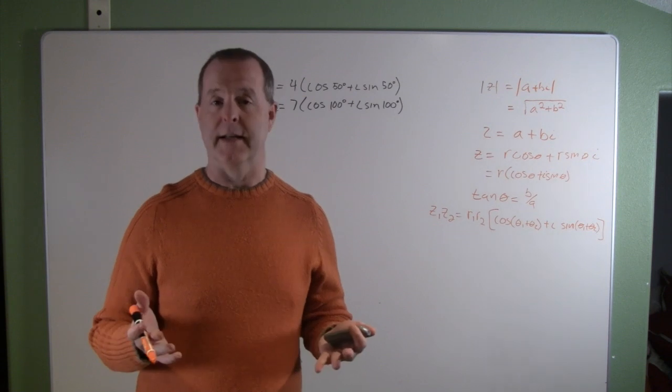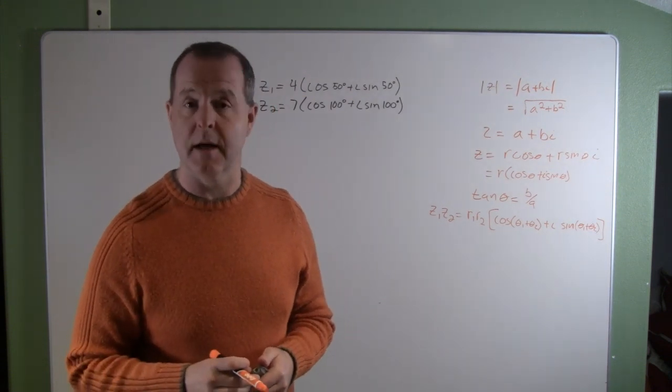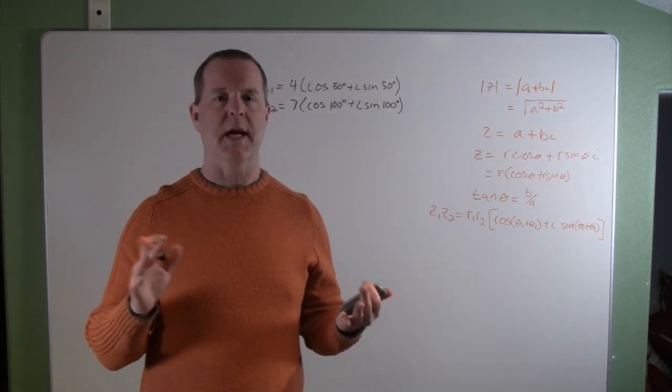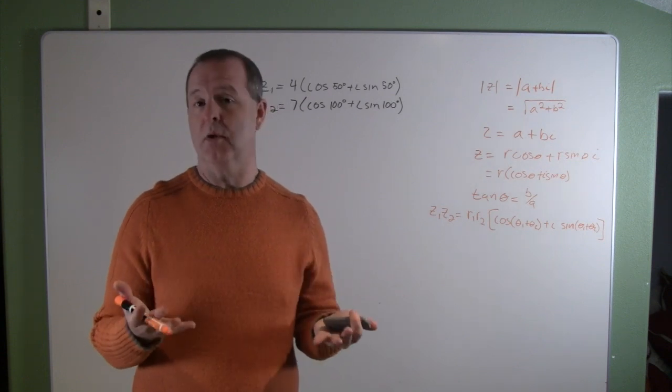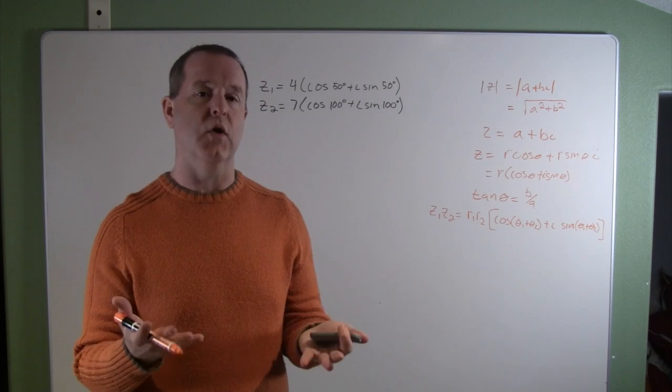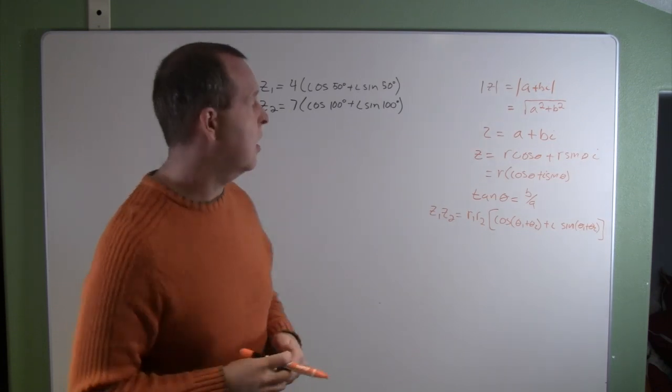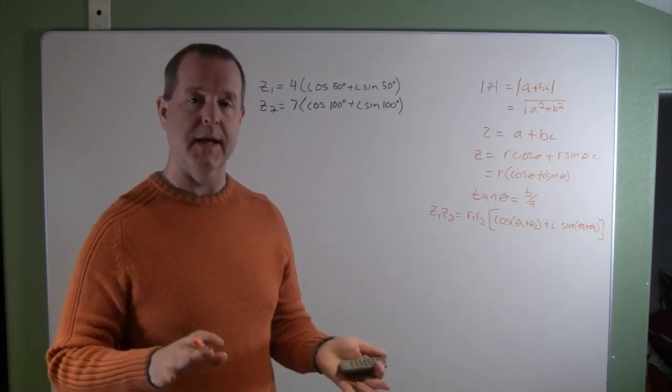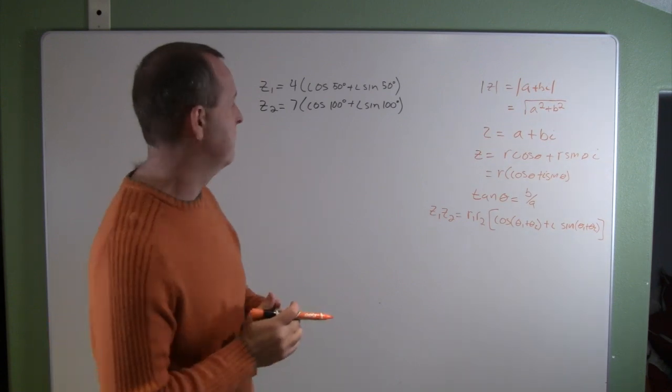We can also find the product of two complex numbers written in polar form. Just like we were able to multiply complex numbers in rectangular form before, I just want to show you and give you the encouragement and the confidence that we can also multiply complex numbers in polar form.